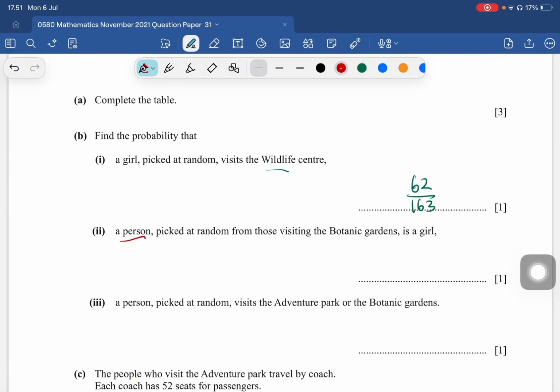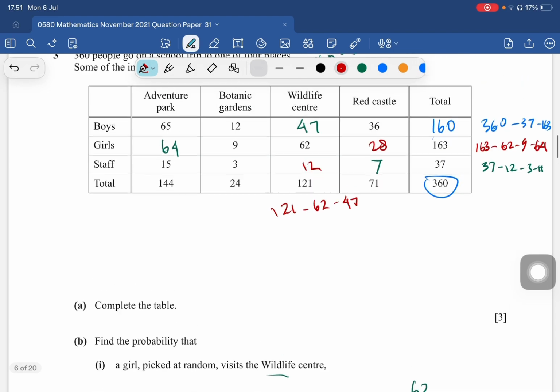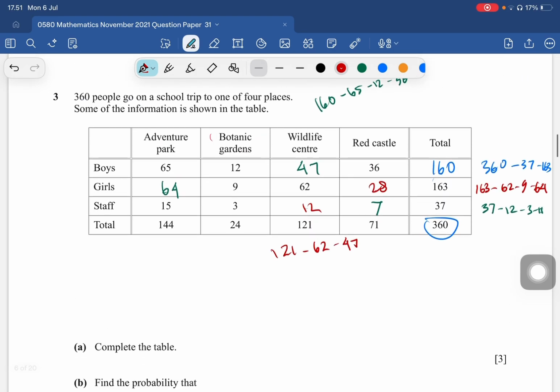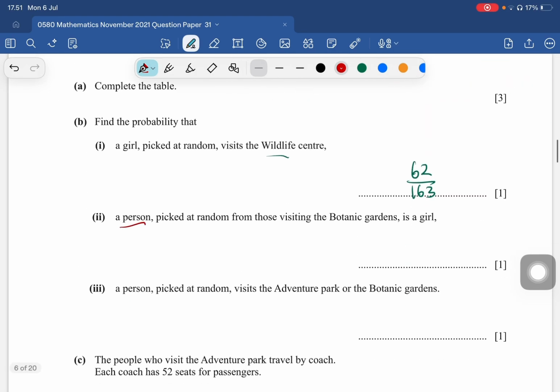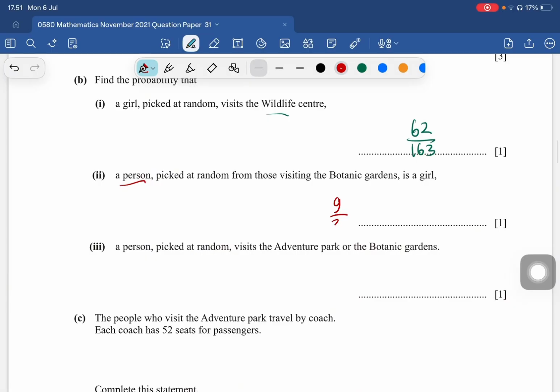Next, a person picked at random from those visiting the botanic gardens. Okay, botanic garden is a girl. So 9 over 24. We could simplify. So we divide both sides by 3. So we got 3 over 8.